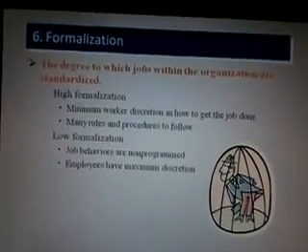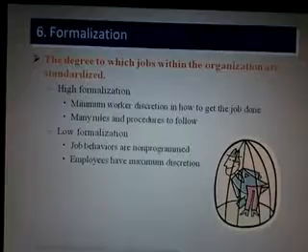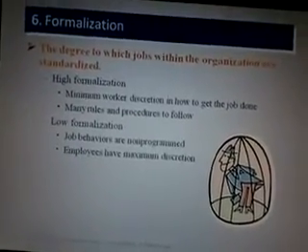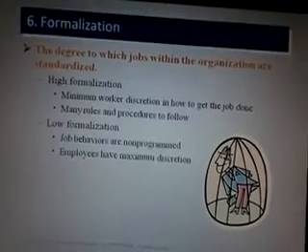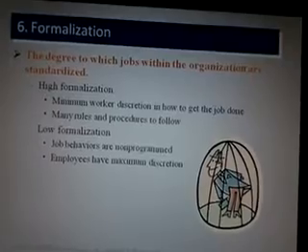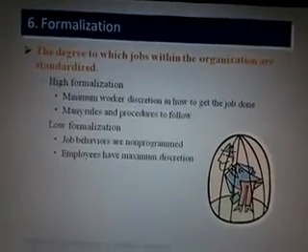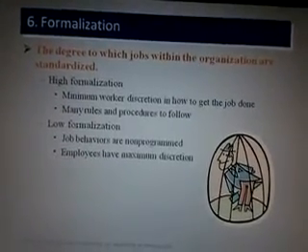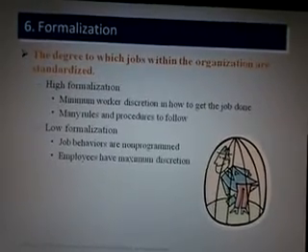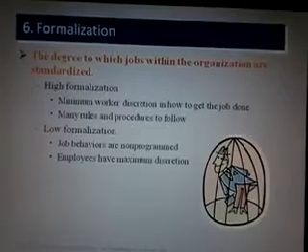Formalization. This is just how standardized the jobs are. And this kind of gets back to specialization a little bit. Specialization is more along the lines of, I do one thing, I'm very specialized. Formalization has to do with how much discretion the worker has over how they do their job. Okay? On an assembly line in a factory, you want high formalization. You want that process to be done the same way over and over and over again.